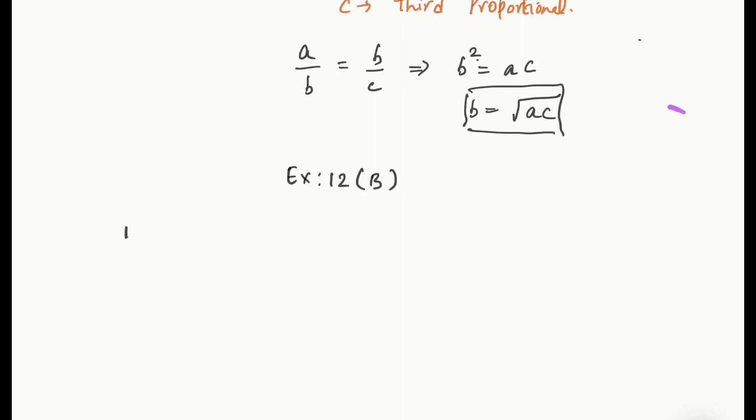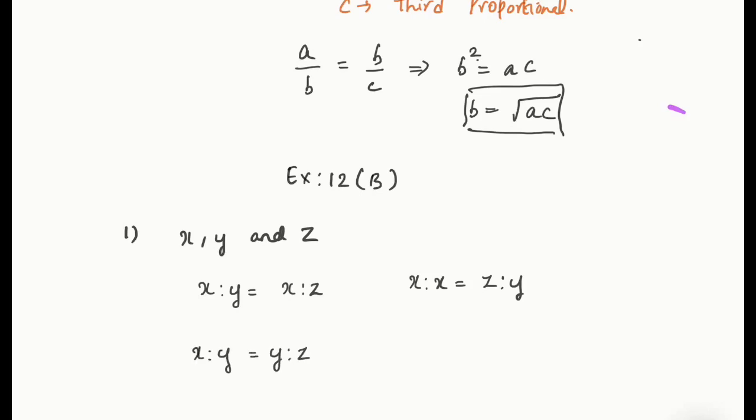If x, y and z are in continued proportion, then which of the following is true? So let us see. They have given, let me write all the four options given. X is to y is equal to x is to z. X is to x is equal to z is to y. X is to y equal to y is to z. Y is to x equal to y is to z. So this exercise is in page number 113.